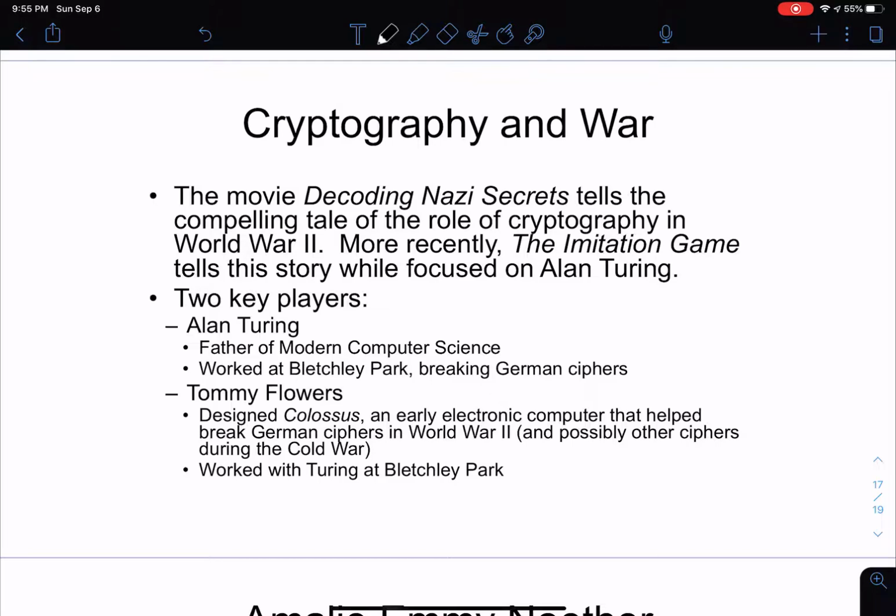But the 2 key players were Alan Turing and Tommy Flowers. Tommy Flowers designed Colossus, an early electronic computer that helped break these ciphers. He worked with Turing at Bletchley Park, who became known as the father of modern computer science. So those are 2 characters that you also want to add to your mathematician list.